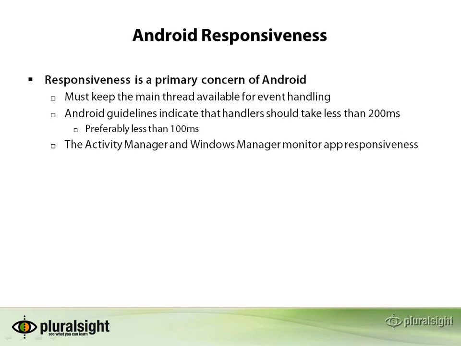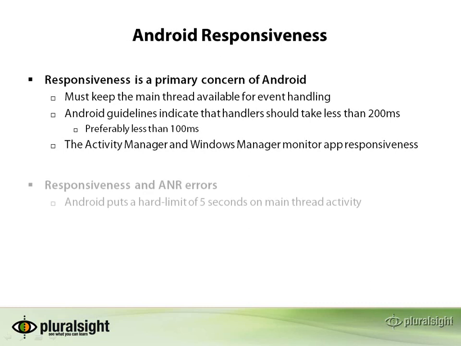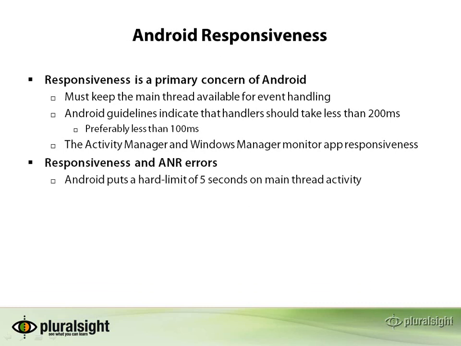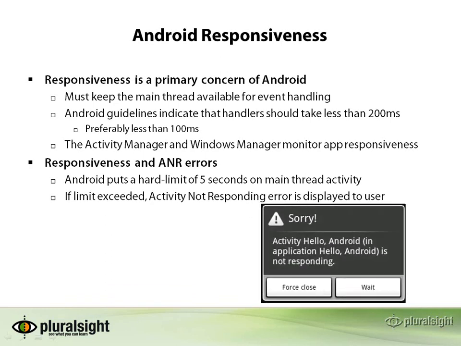When it comes to responsiveness, Android takes a lot of responsibility for that. It's very important to the Android platform. So much so that not only is it a guideline for us to not spend too much time doing work on that main thread, but the operating system is really going to enforce it for us. There is something called the Activity Manager and the Windows Manager, whose job it is to monitor what your main thread is doing. If your main thread is tied up for more than 5 seconds, it throws what we call an ANR error, an application not responding error, and basically gives the user an opportunity to kill your application. And of course, we don't want the users killing our application, so we don't want to see these ANR errors.